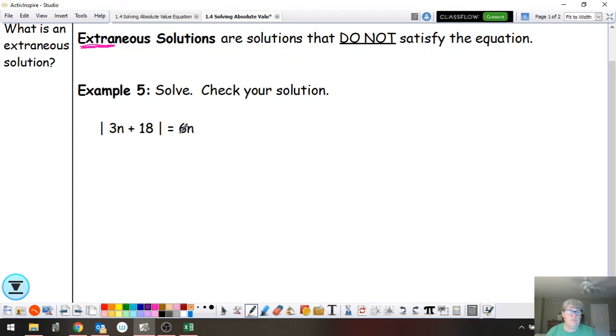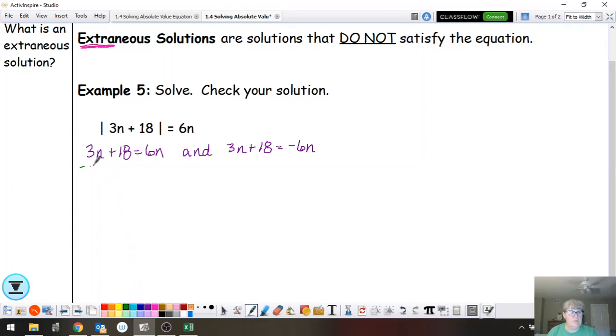We're going to assume that 6n is a positive value to begin with, that the absolute value of 3n plus 18 equals some positive value. And we're going to write 2 equations. 3n plus 18 equals 6n in its positive form, and 3n plus 18 is going to equal negative 6n. So the other side of 0 on the number line. And then we solve each equation.